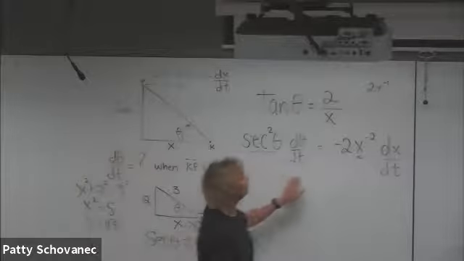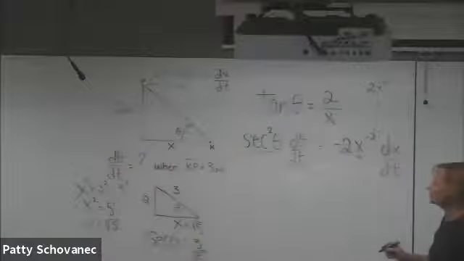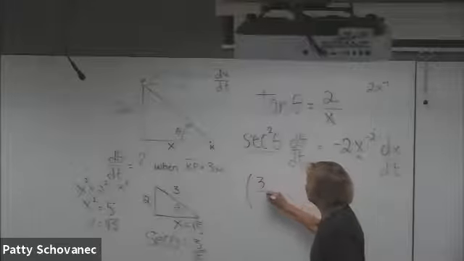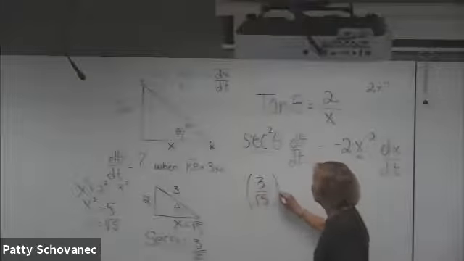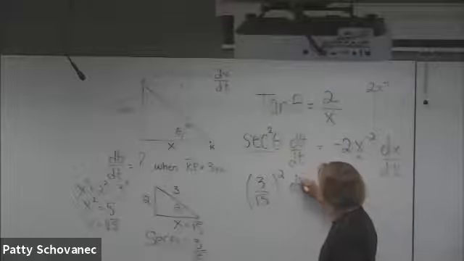Now let's fill everything in. Let's put that x squared on the bottom. Keep the negative 2 on top. So this becomes 3 over the square root of 5. Then I've got to square it. We're solving for this cell.